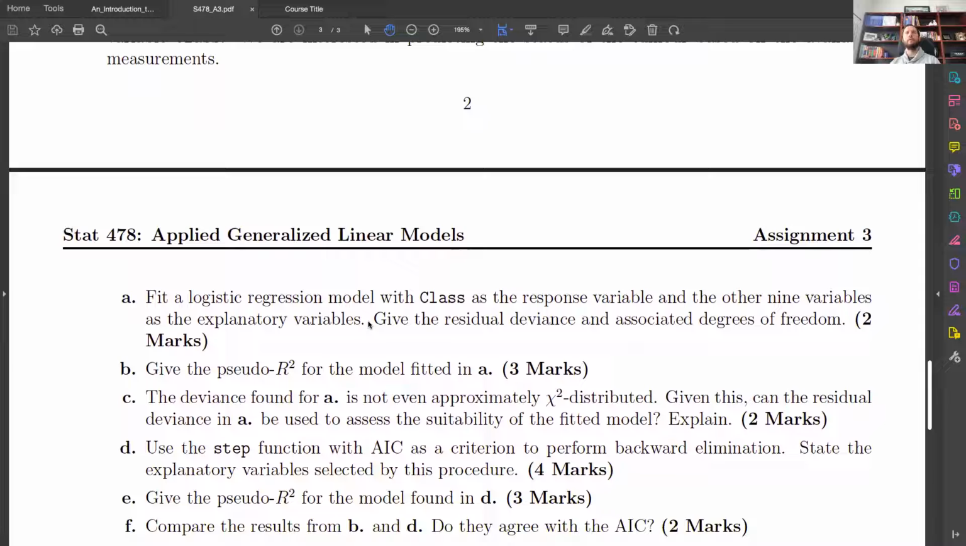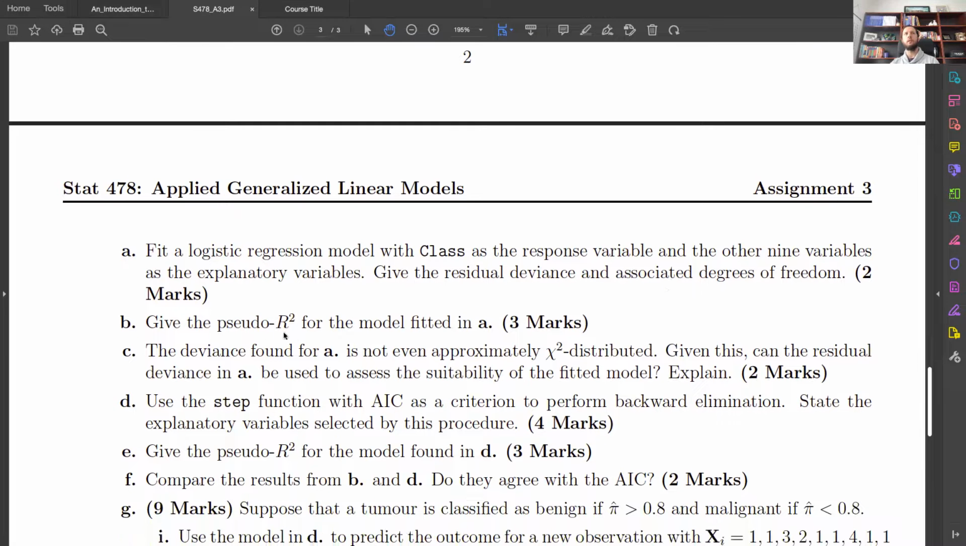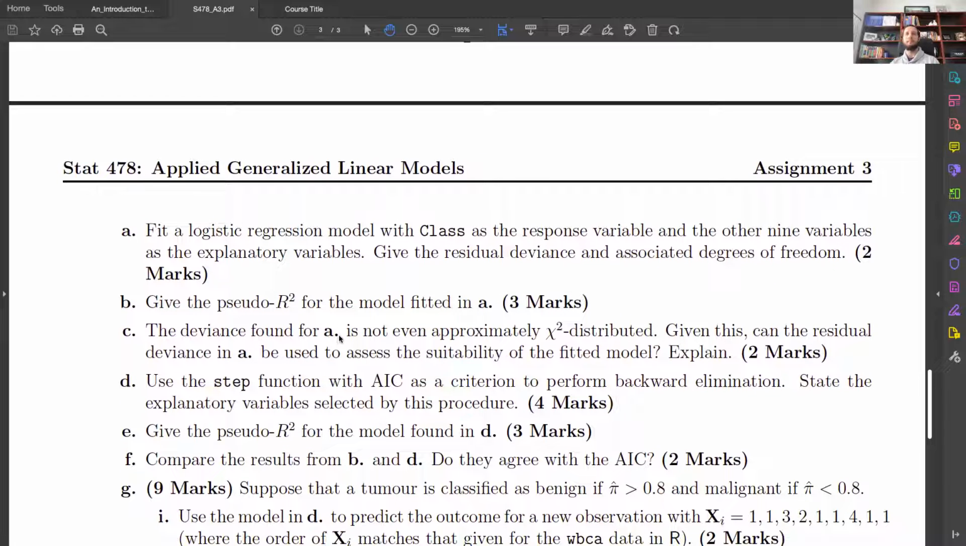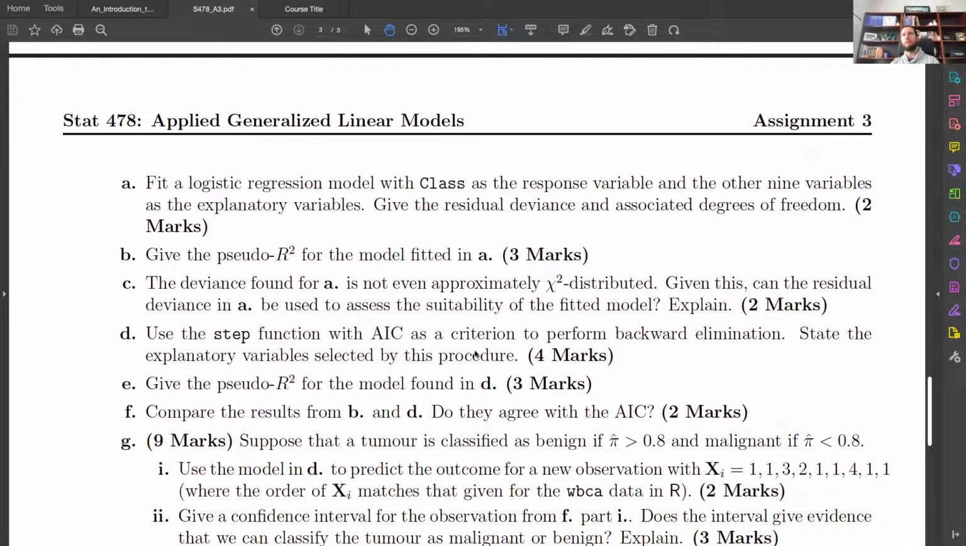Okay, so we're going to fit the logistic regression model given the other 9 variables, and then you're being asked to report the residual deviance and associated degrees of freedom. It's pretty straightforward. Part B, you're being asked to compute that pseudo R² measure we discussed in lecture on Thursday. Part C, you're being asked to comment on the usefulness of the deviance given that the outcome is binary. Part D, you're performing backward elimination using the step function.